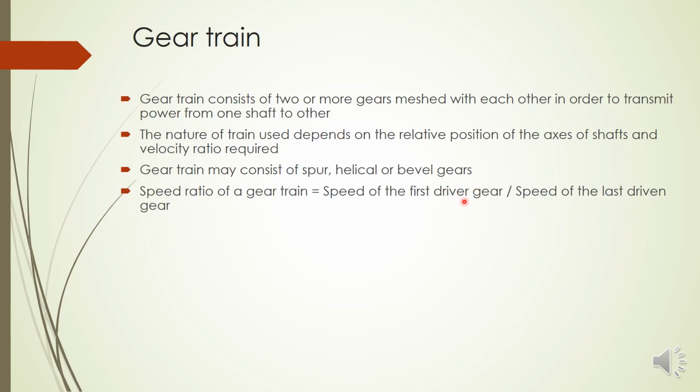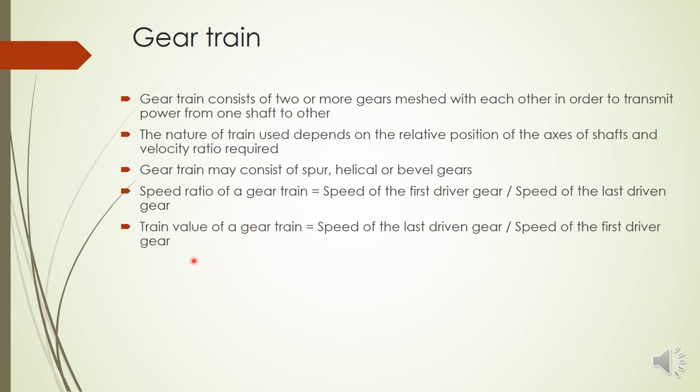So the gear which rotates by itself is known as a driver gear, and the gear which is rotated by some other gear is known as a driven gear. So in this gear train, the speed ratio is the speed of the first driver gear divided by the speed of the last driven gear. And the reverse of this is known as the train value of the gear train. So the train value is just the reverse, that is the speed of the last driven gear to the speed of the first driver gear.